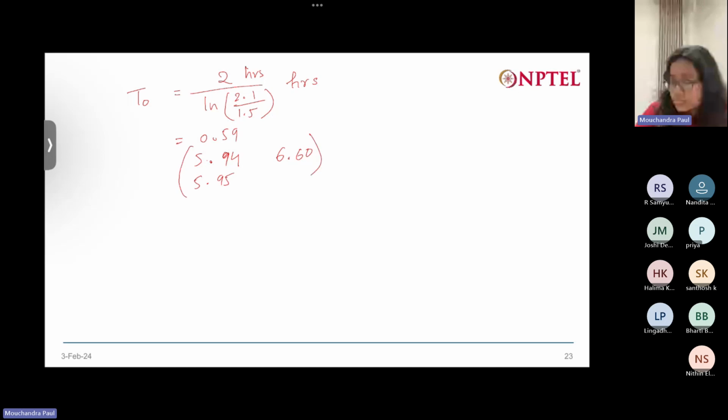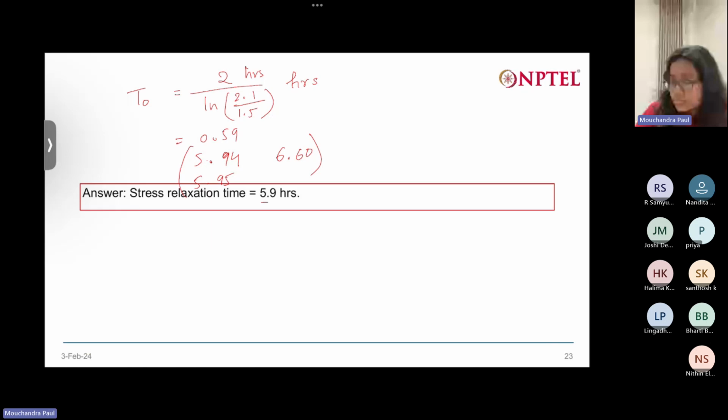Let me see what the answer is then. The value is 5.9. Some of you have got 6.6, but I'll still consider it correct because it is close. Who has got 0.59? Maybe check again, maybe there is a decimal error. The correct answer is 5.9 hours.